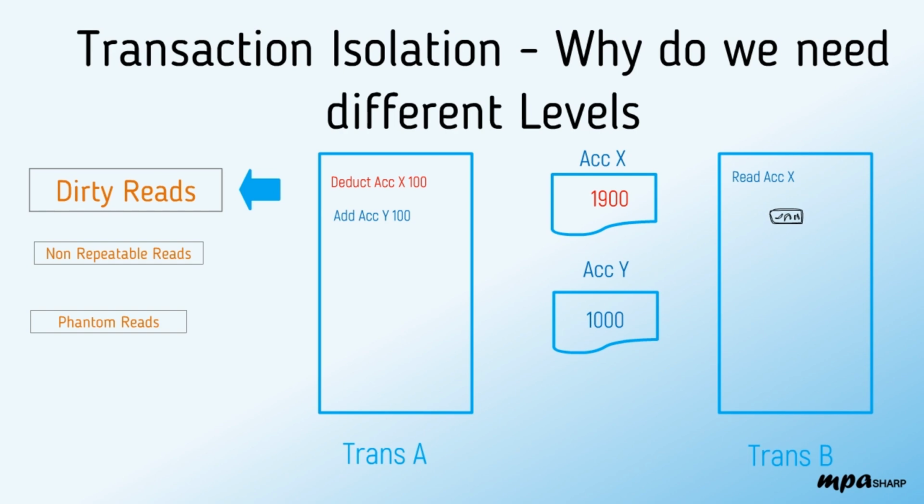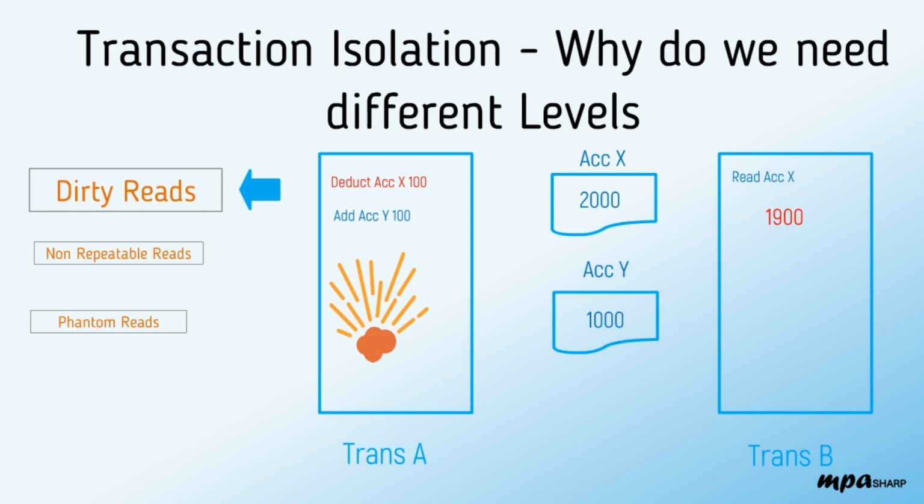At the same time, transaction B starts reading the account X balance, and because there is no isolation whatsoever, it reads the balance as 1900. For some reason, if transaction A fails and rolls back, which means undoing already done steps, then the account X balance becomes 2000 again. Now transaction B has the wrong balance on account X. This is called a dirty read. It is dirty because transaction A never committed its changes before they were read by transaction B. This will give the manager wrong information.